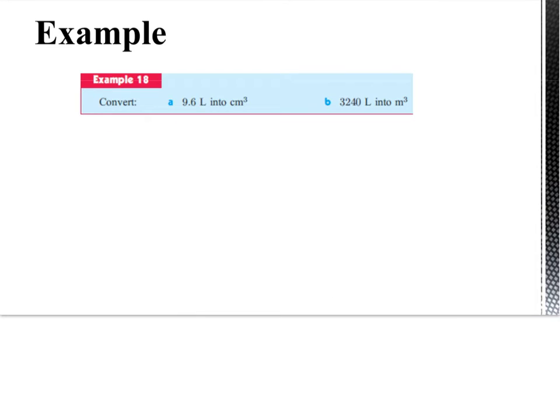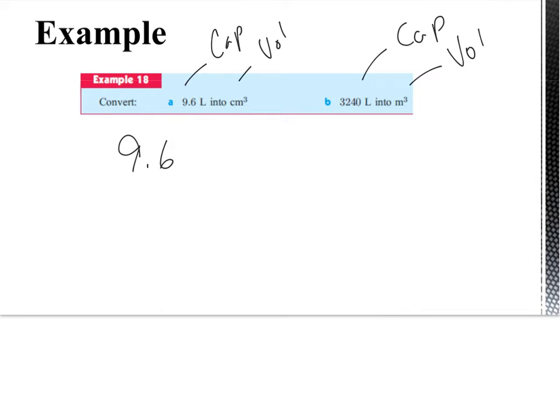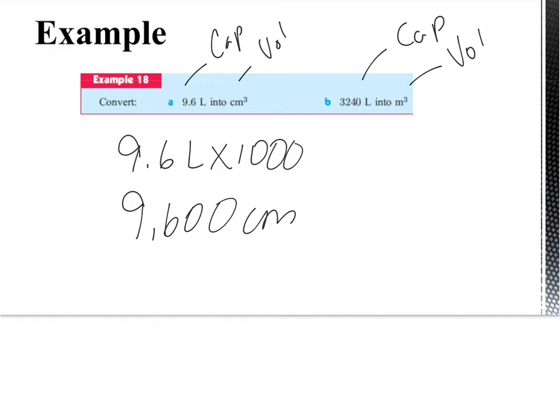So it asks us to convert 9.6 liters into cubic centimeters. So we're converting capacity into a volume. This is a capacity, this is a volume. The way that works is we're going to multiply by 1,000. So we multiply the 9.6 liters times 1,000, and that gives us cubic centimeters. So we end up with 9,600 cubic centimeters. And this number right here comes straight off of that chart on the previous page.